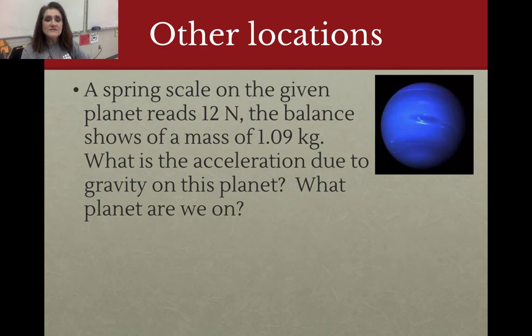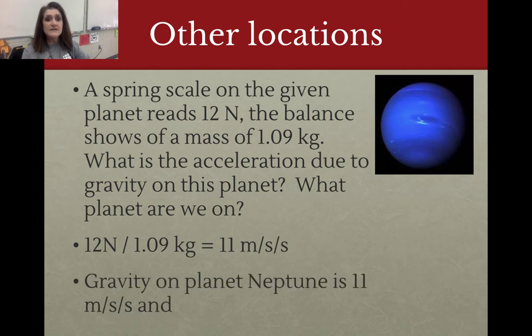Other locations. A spring scale on a given planet reads 12 newtons. The balance shows a mass of 1.09 kilograms. What is the acceleration due to gravity on this planet, and what planet are you on? Well, since the force is given by 12 newtons and the mass by 1.09 kilograms, you have an acceleration of 11 meters per second per second. You are on Neptune.